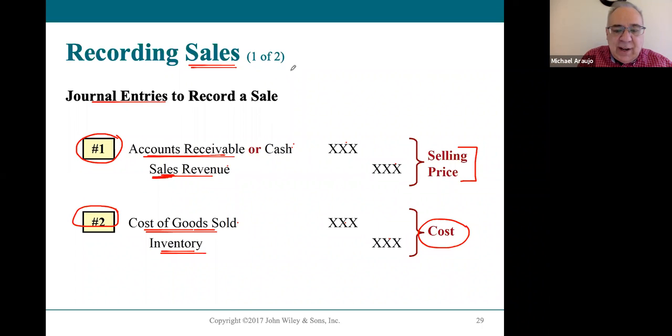So this is important right here. I'm going to put a little star. Oh, it's not a really great star here. Doesn't even look like a star, but it's a star. These are the journal entries you have to remember for a seller every time there's a sale.